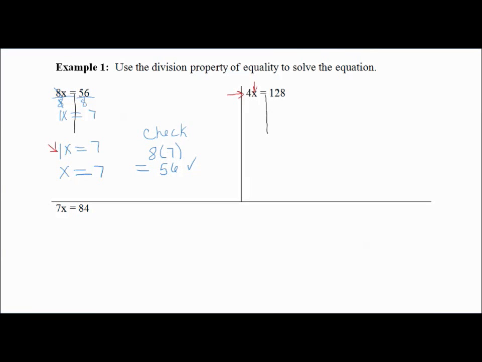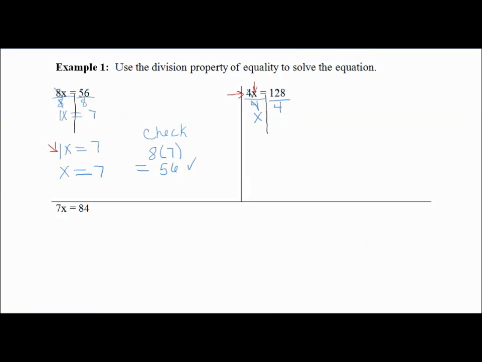Inverse of multiplication is division, so that means I'm going to divide by 4. I'm going to divide by what I'm trying to get rid of. So whatever you're trying to get rid of, that's what you divide by. 4 divided by 4 is just 1. I'll bring down my x.